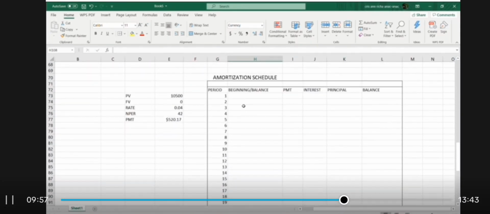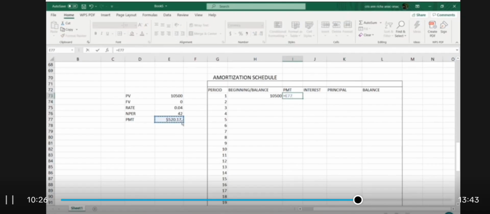Next is our beginning balance. Since our beginning balance will be our PV, or our principal value, since this will be our loan, or the amount that we need to pay, we just simply put equals. Don't forget that at the beginning of every formula or code, you first put equals, then select the cell, then enter the PMT.